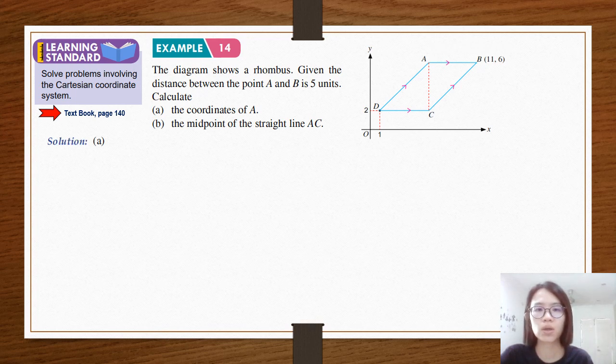The diagram shows a rhombus. Given that the distance between point A and B is 5 units, calculate first the coordinates of point A. And second, calculate the midpoint of line AC. Okay, now we try to fill up the info given in the question. We know that the distance of point A and B is 5 units.